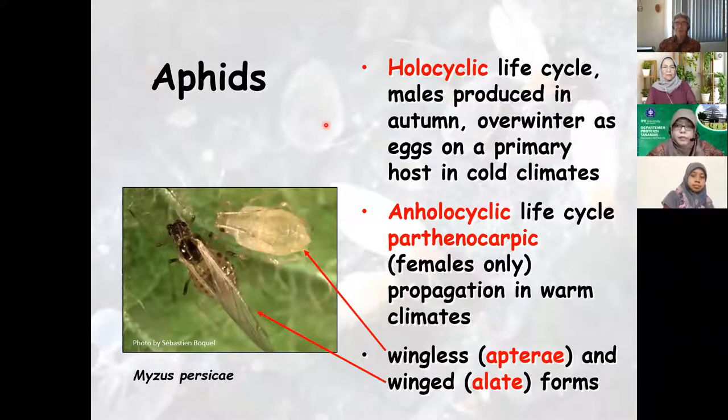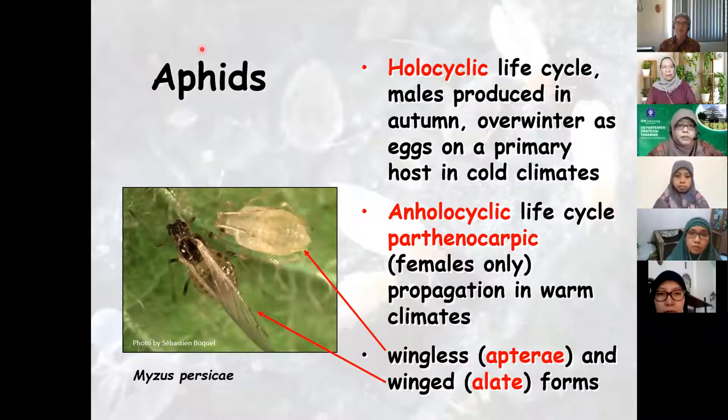So we'll talk mostly about aphids, but what I say about aphids is mostly true for white flies as well. These are two very common types of vectors. Now, aphids in the cold climates, like the north of Europe, go through a life cycle where they have males and females. They lay eggs over the winter to get them through the winter and then hatch again in the warm weather in springtime and summer.